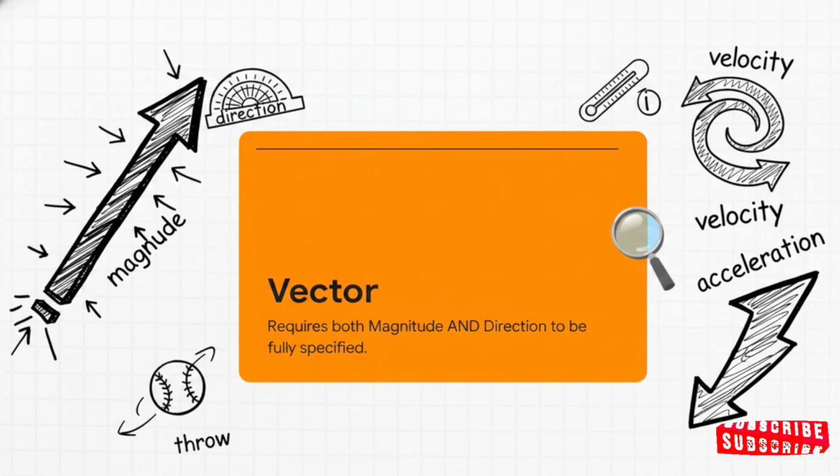Now this brings us to an absolutely crucial concept we have to define: the vector. It's essentially a geometric tool, an arrow, that lets you lock both the power of your throw, which is the magnitude, and the exact angle of your throw, the direction, into one single package. Think about it like this. Temperature is just a number, but velocity and acceleration, they're vectors. They demand to know not just how much, but which way.